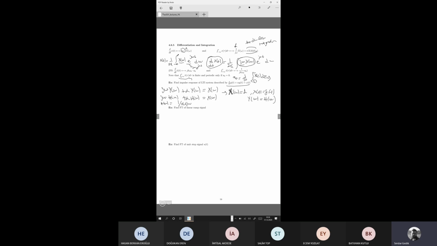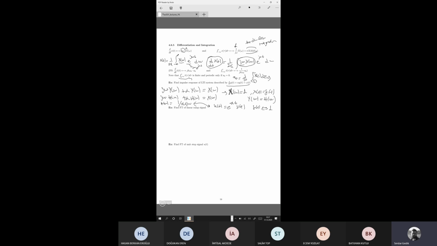Well, I know that h of t is e to the power minus alpha t u of t. So I know that these are the Fourier transform pairs. So that's it. By the way, I also used that delta t has Fourier transform of 1. So this is simply the usage of the differentiation property to find the impulse response for a constant coefficient linear differential equation.